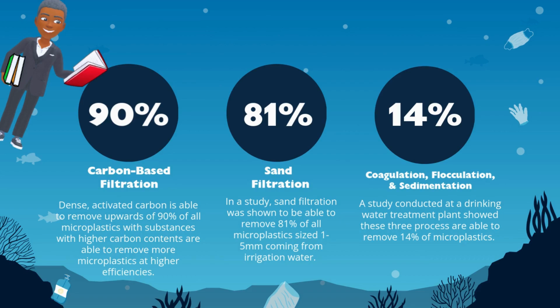So carbon-based filtration, particularly dense activated carbon filtration, is able to remove upwards of 90% of all microplastics. In particular, microplastics that are 0.5 to 1 micrometers in size, and it's less effective for nanoplastics that are smaller than 1 micrometer. Sand filtration can remove 81% of all microplastics that are sized from 1 to 5 millimeters.